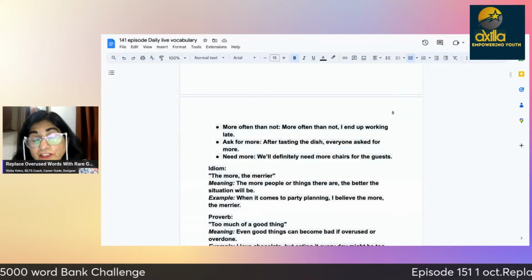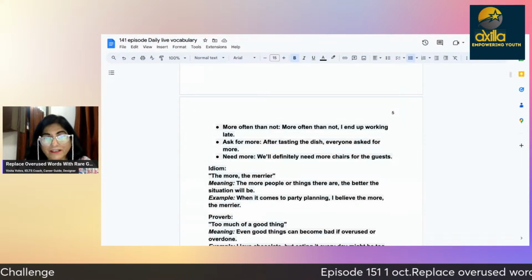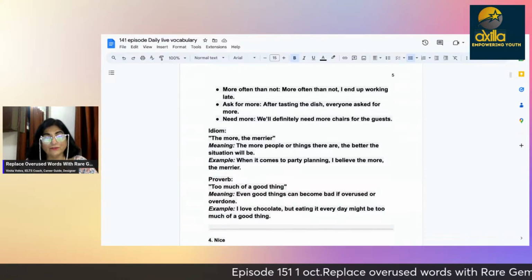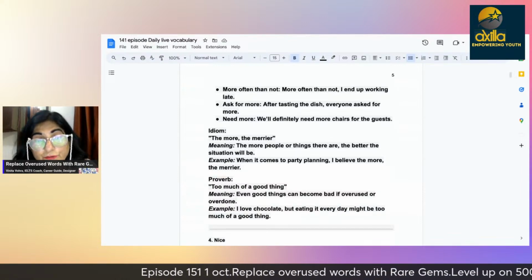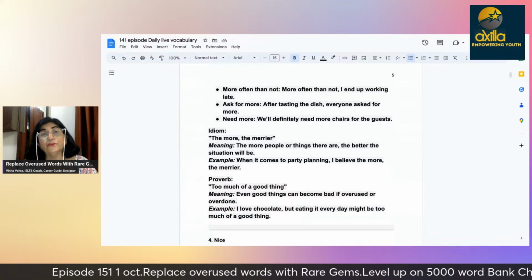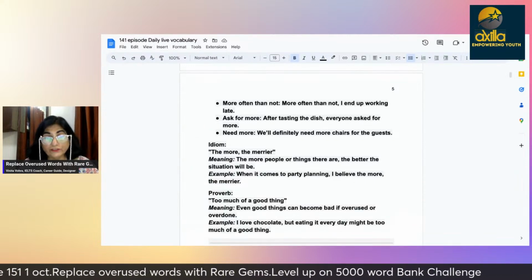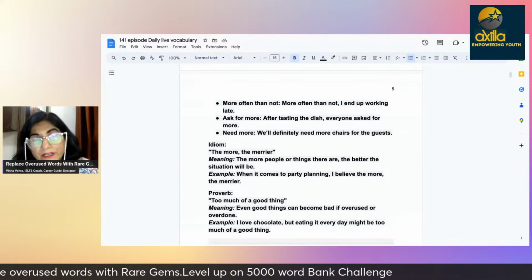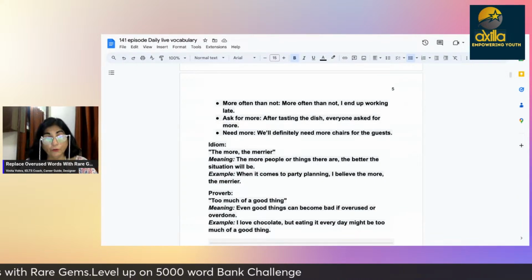The more, the merrier. Medium: the more, the better. The more people and things there are, the better the situation will be. When it comes to party planning, I believe the more the merrier. Or too much of a good thing: even good things can become bad if overused or overdone.